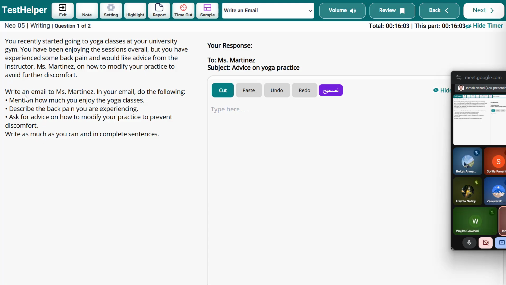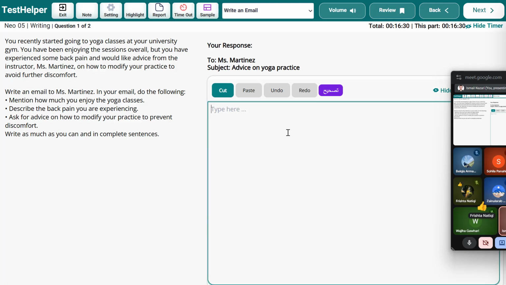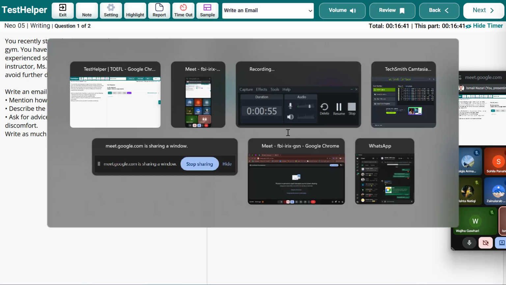And then we need to answer these bullet points. Write an email to Mrs. Martinez, and in your email do the following. Mention how much you enjoy the yoga class. Describe the back pain you're experiencing. Ask for advice on how to modify your practice to prevent discomfort. So write as much as you can in complete sentences. Please go ahead, and after 7 minutes I will be writing a sample email here. Now it's your job. We only have 7 minutes.